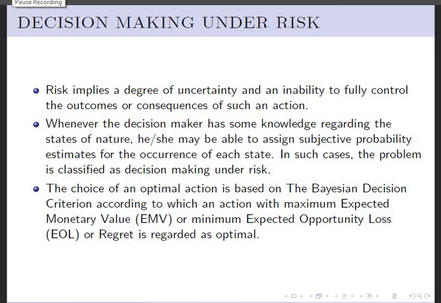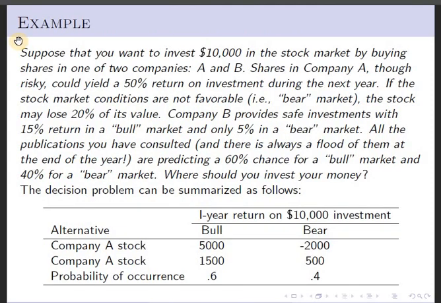Under conditions of risk, the payoffs associated with each decision or alternative are described by a probability distribution. For this reason, in this environment, decisions are based on the expected value criterion, also known as the Bayesian decision criterion. Let us take an example.